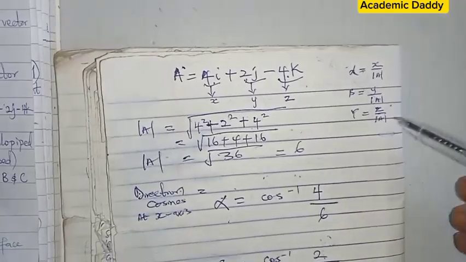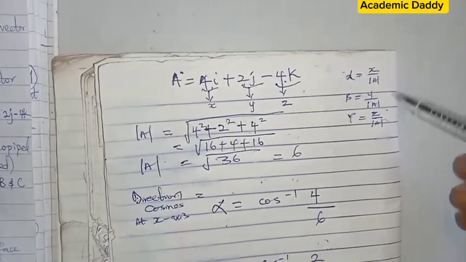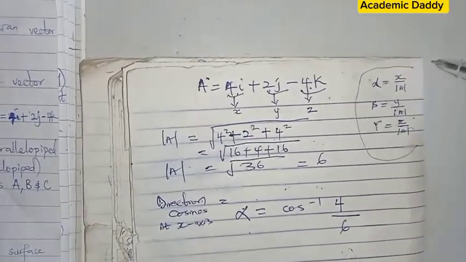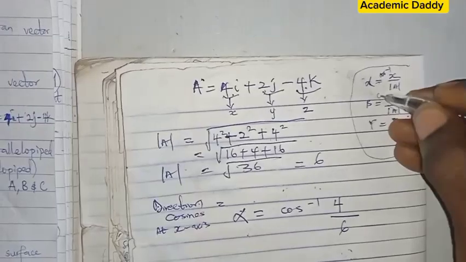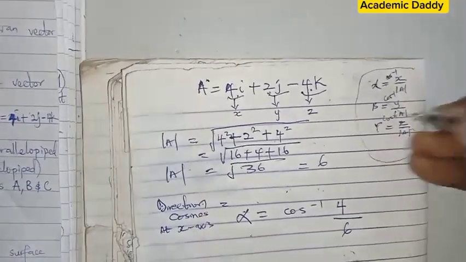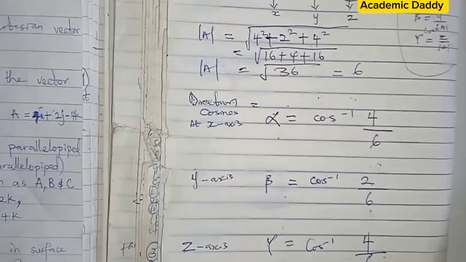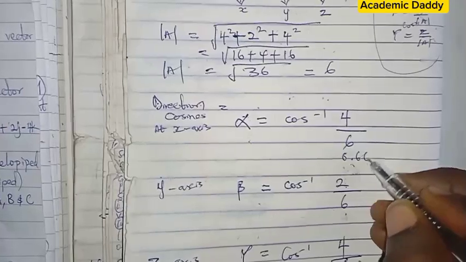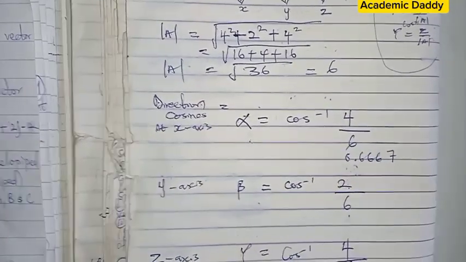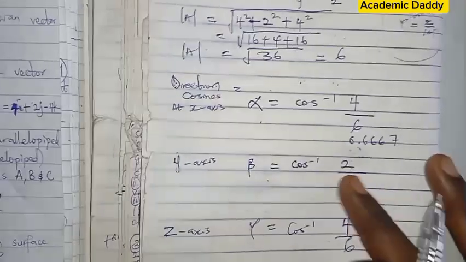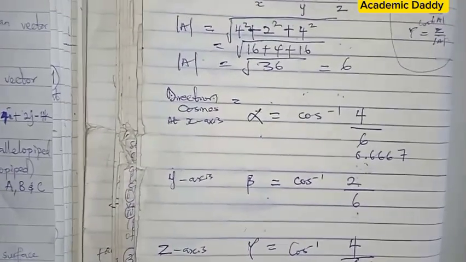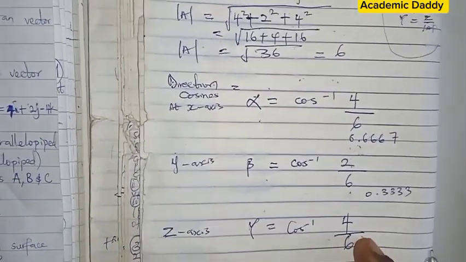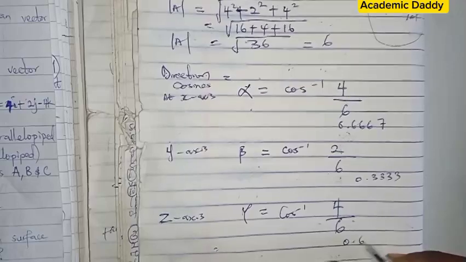You know that the z value is what is on k, the y value is what is on j, and the x value is what is on i. That is the formula for direction cosine, and then you carry cos inverse for each of them. So now do 4 over 6. We get 0.6667. Now for this one, 2 over 6, we get 0.3333. This is 4 over 6 again, so we get 0.6667.